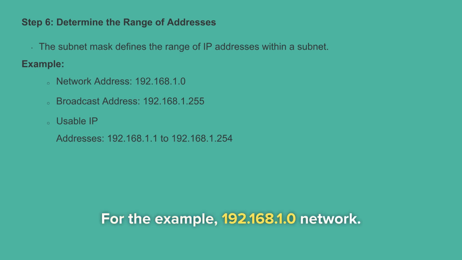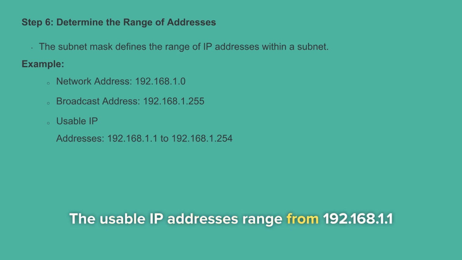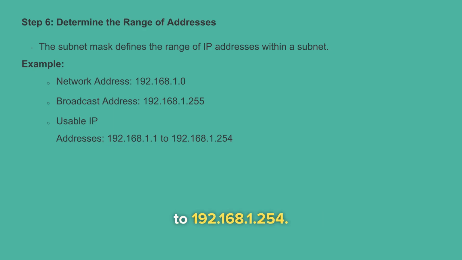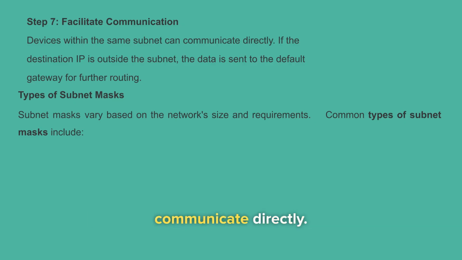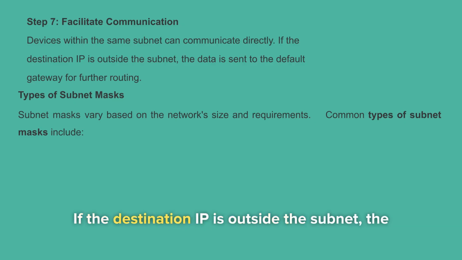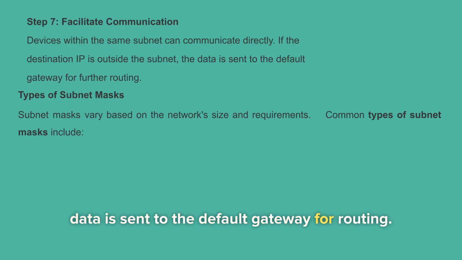For the example 192.168.1.0 network, the usable IP addresses range from 192.168.1.1 to 192.168.1.254. Step 7 is facilitating communication. Devices within the same subnet can communicate directly. If the destination IP is outside the subnet, the data is sent to the default gateway for routing.